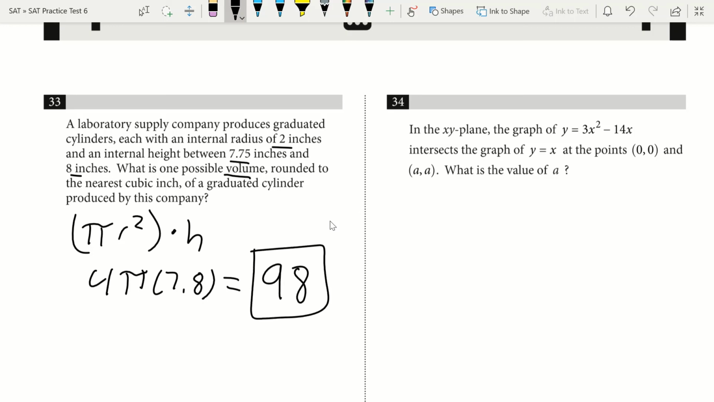All right, 34. In the xy plane, the graph of y equals 3x squared minus 14x intersects the graph of y equals x at point 0, 0 and a, a. What is the value of a? All right, I've got y equals x here.